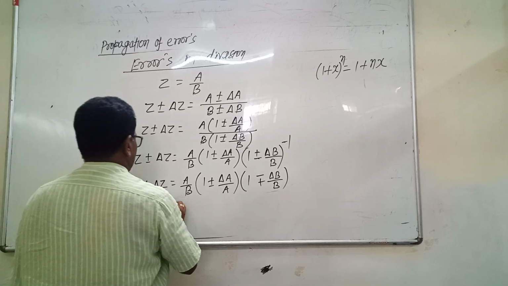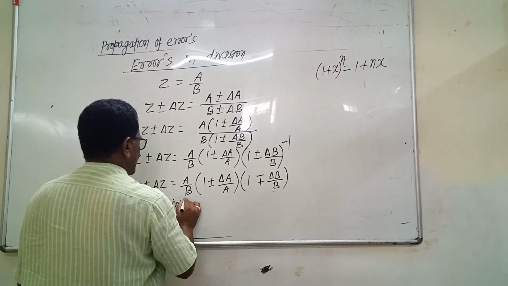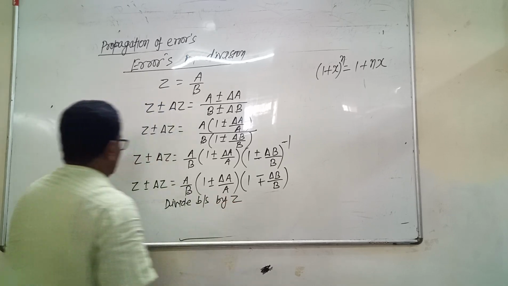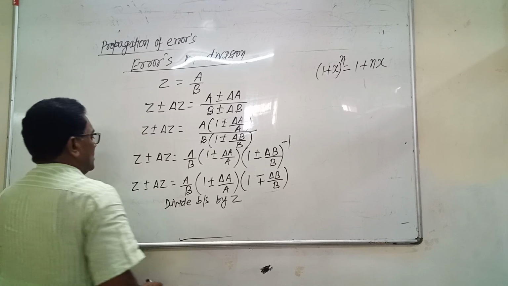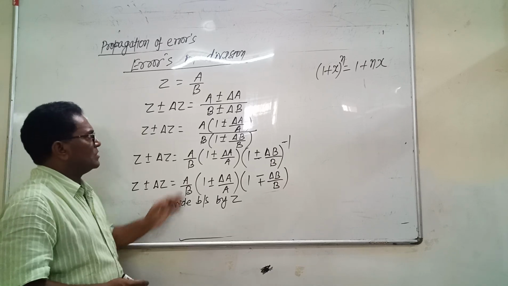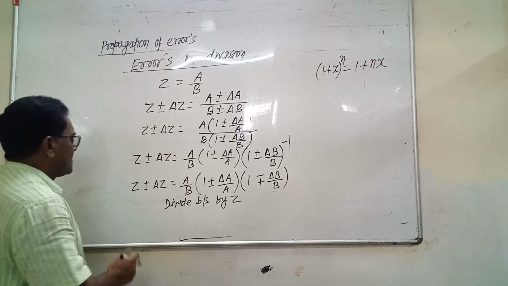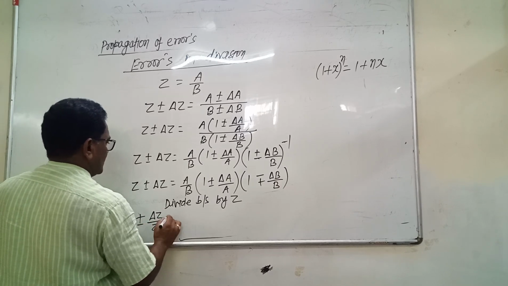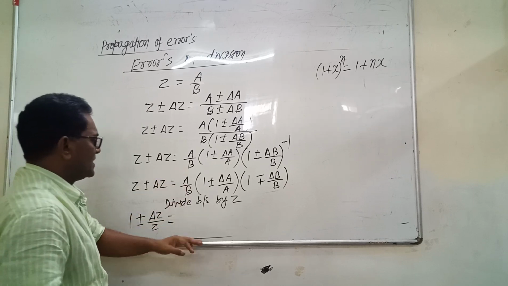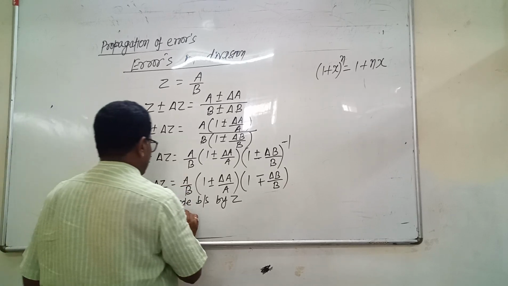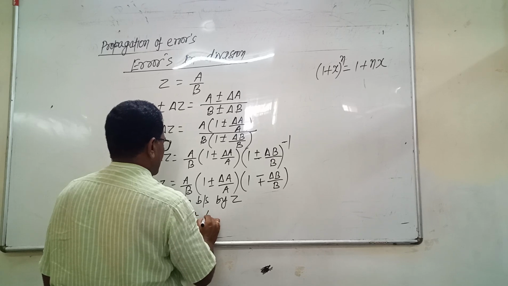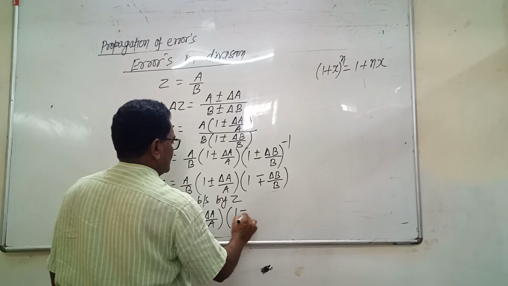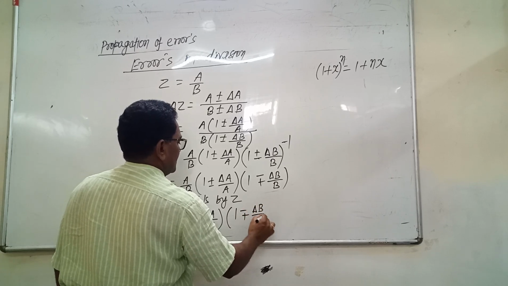Now divide both sides by Z. On the left side we will divide by Z, and on the right side we will divide by A by B. So 1 plus minus delta Z by Z. On the right side when we divide by A by B, then A by B gets cancelled, and it comes 1 plus minus delta A by A, and 1 minus plus delta B by B.